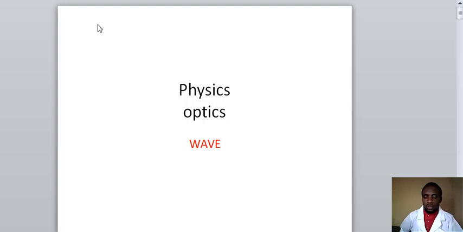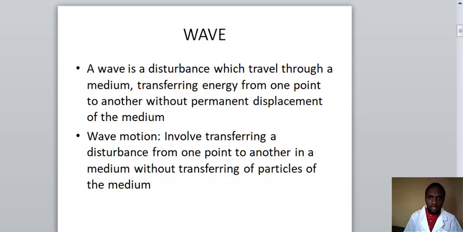In this section, we'll be looking at physics. Optics is the branch of physics we'll be looking at, and the topic is wave. First of all, let's look at what a wave is.